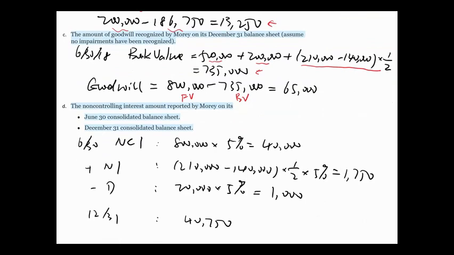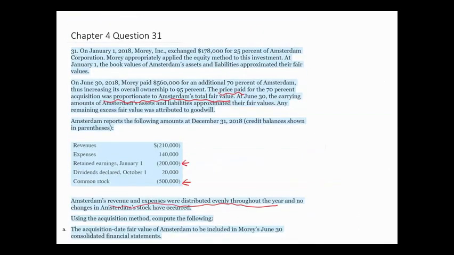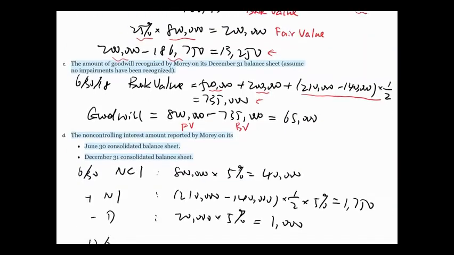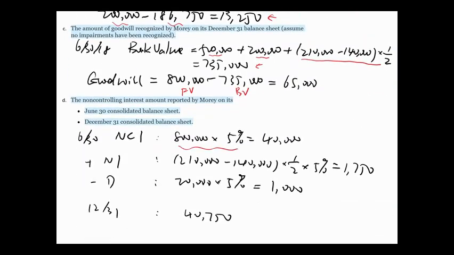Okay, last question. The non-controlling interest amount reported by Maury on June 30th and December 31st will be how much? And we'll just calculate the June 30 non-controlling interest. On June 30th, Maury increased its ownership to 95%, which means that the non-controlling interest only has 5% left. So 5% of the total fair value is the beginning balance of the non-controlling interest on June 30th, which is 40,000. And the balance of non-controlling interest is increased by net income and decreased by the dividend paid.